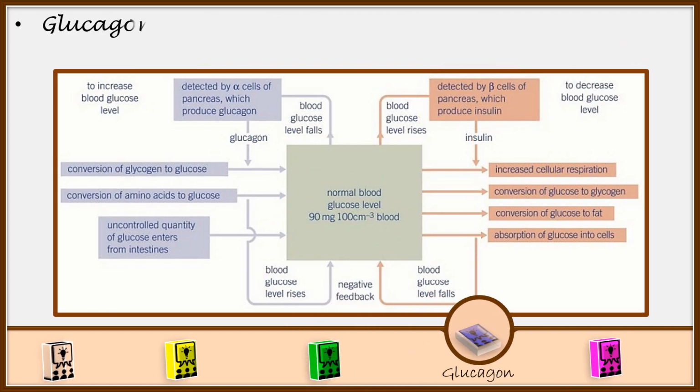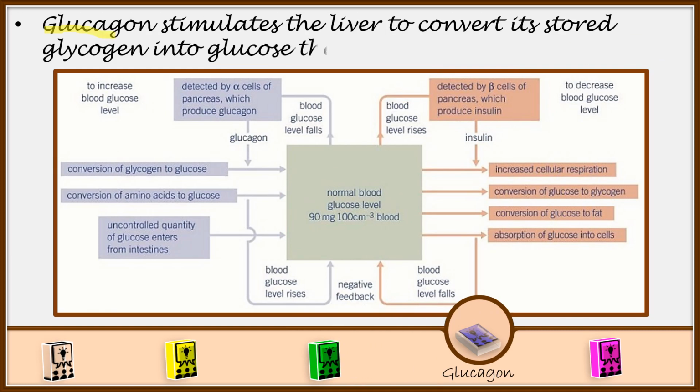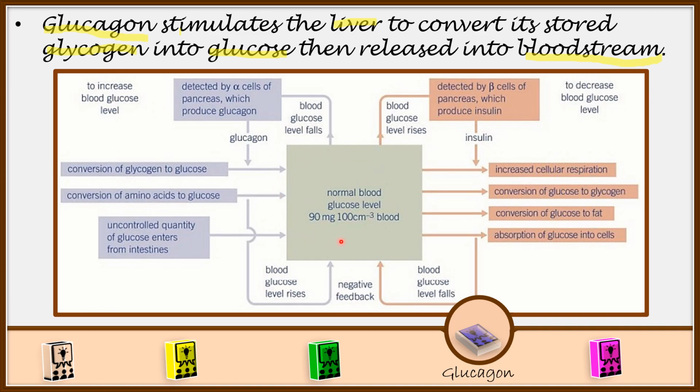Now, glucagon. This stimulates the liver to convert its stored glycogen into glucose, then released into the bloodstream. Now, glucagon is produced when the blood sugar reduces. We have the normal blood glucose level being 90 milligrams per 100 cubic centimeters of blood.